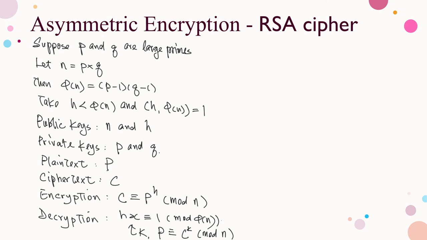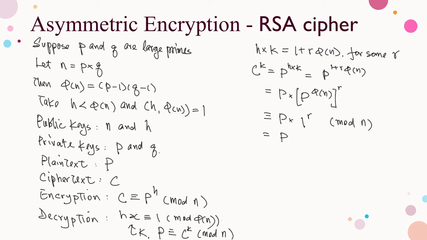I don't know if you have watched my last video and have done the exercise for checking the inverse function. Here is the verification. Since k is the solution, that is, hk is congruent to 1 mod phi(n), then c to the power k is congruent to p mod n. The congruent sign is guaranteed by Euler's theorem.